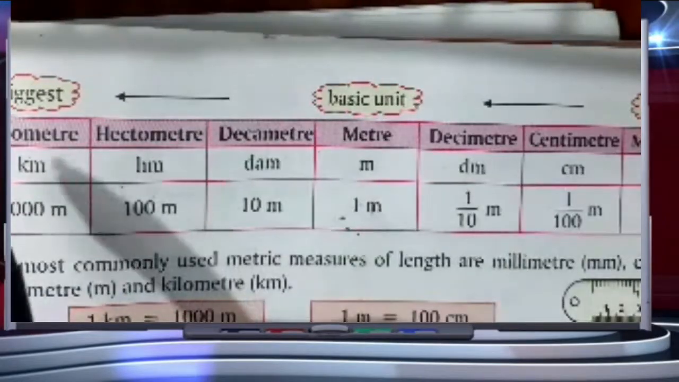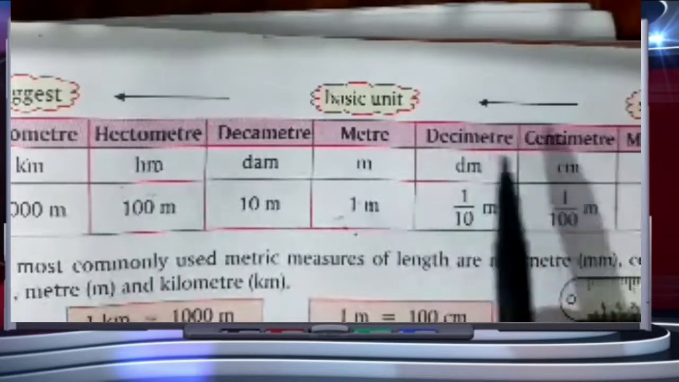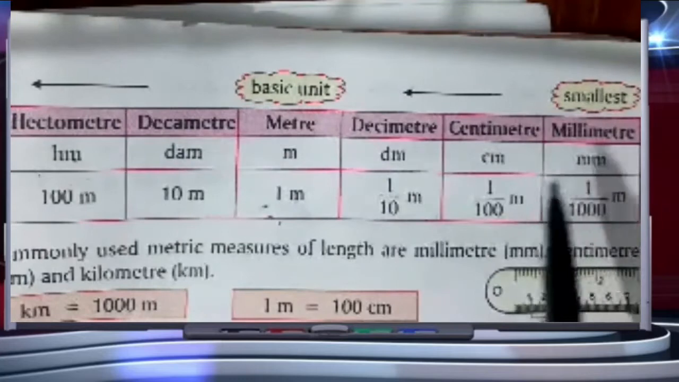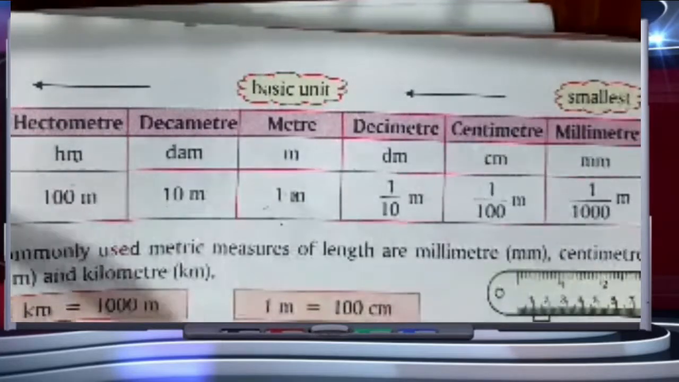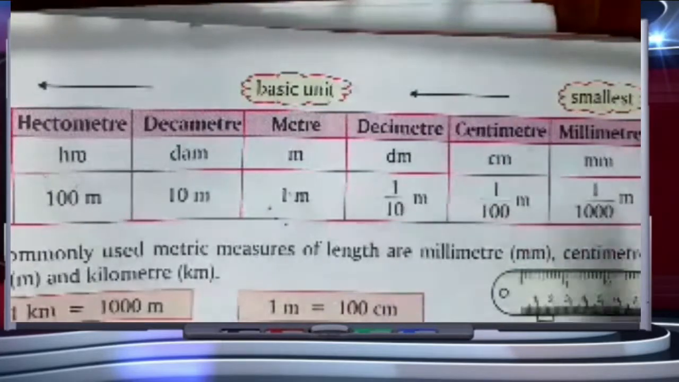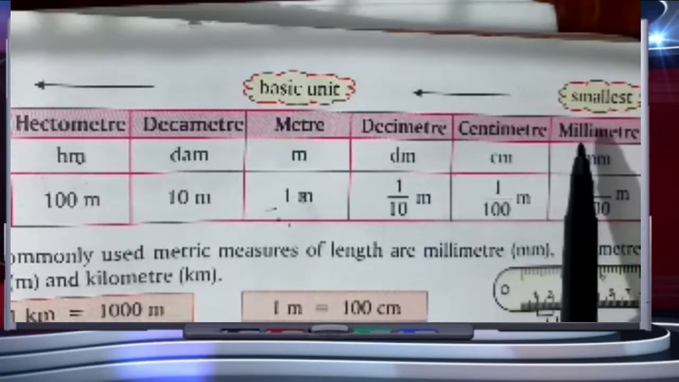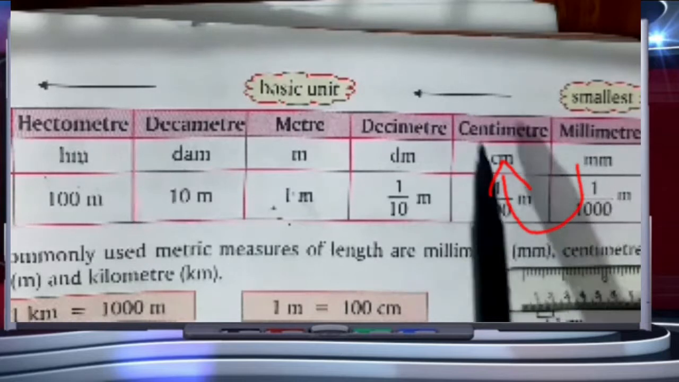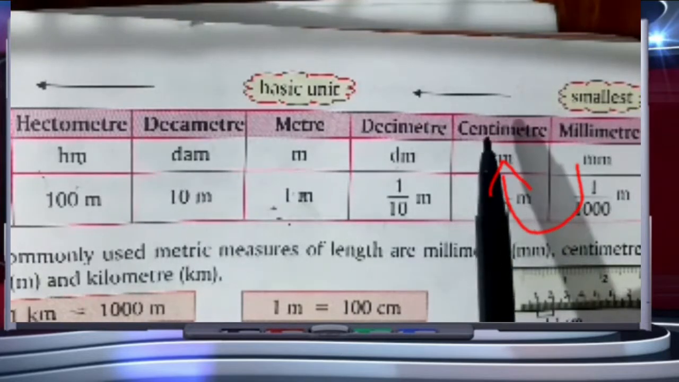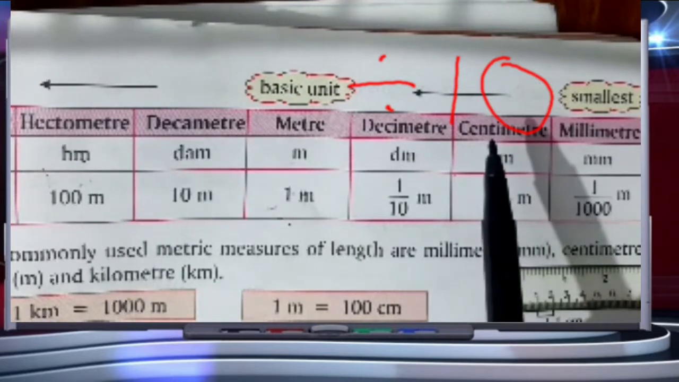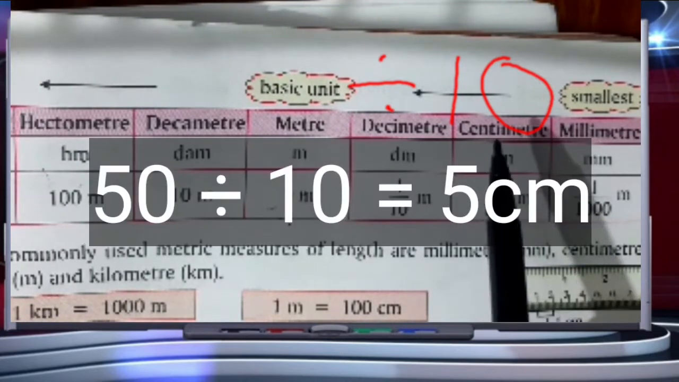You know the slogan, King Henry died, mother didn't cry much. Now we have to convert millimeter to centimeter. See, we are moving in the opposite direction. In the left direction we are moving. It means we have to divide. And how many jumps are we taking? Millimeter to centimeter, only one jump. That is, we will divide by 10.